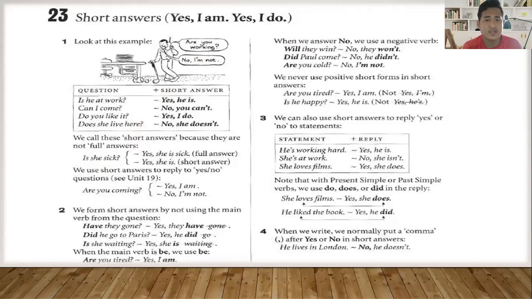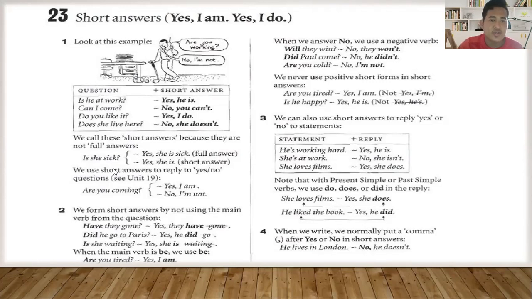We call those short answers because they are not full answers. You see? Short answer means, like, "Is he at work?" "Yes, he is." "Can he come?" "No, you can't." "Do you like it?" "Yes, I do." All of them: this is the question with the short answer. It's easy. How do we use them?